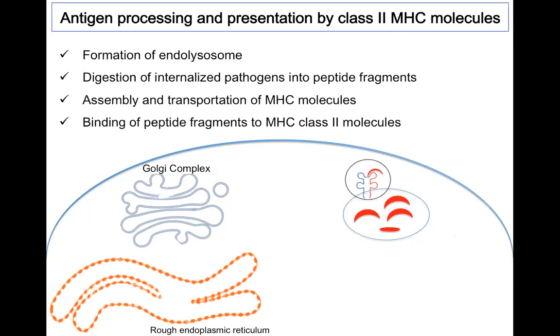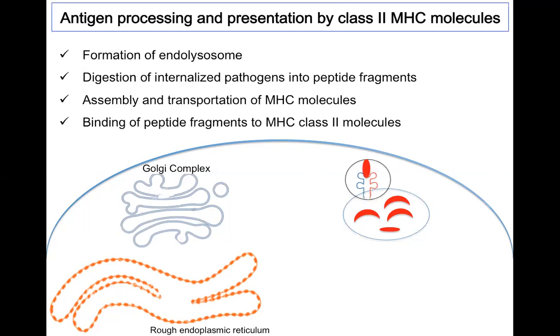The vesicle containing a class 2 MHC molecule with CLIP fuses with the vesicle containing digested peptide fragments. So now what will happen? These peptide fragments will start joining with that class 2 MHC molecule. If you look at the next one, the vesicle containing the class 2 MHC molecule with CLIP fuses with the vesicle containing digested peptide fragments, as you can see here.